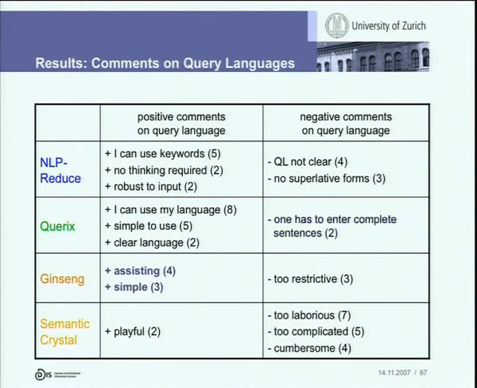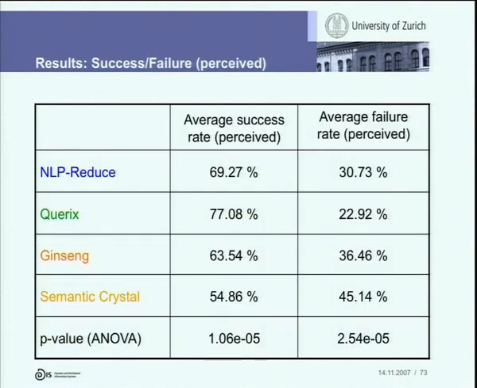They liked Ginseng, the drop-downs, because it assisted the suggestions that they would get, but it was too restrictive. They liked the playfulness of the boxes and arrows, but it was too much work. Okay. Now, what I talked to you about so far was people's personal impression.